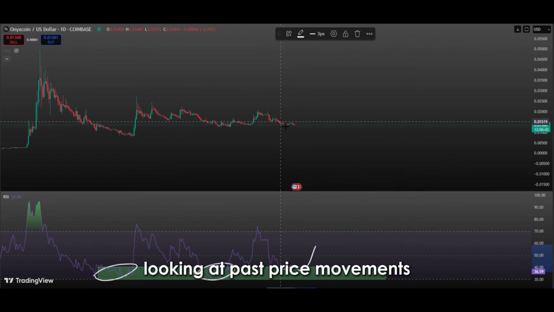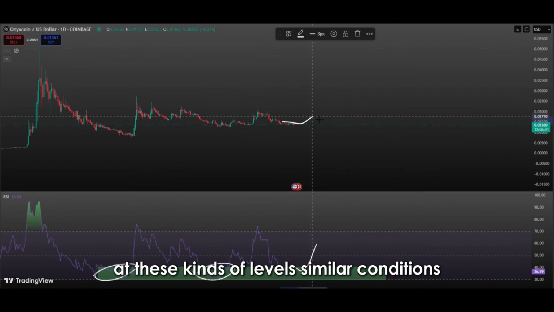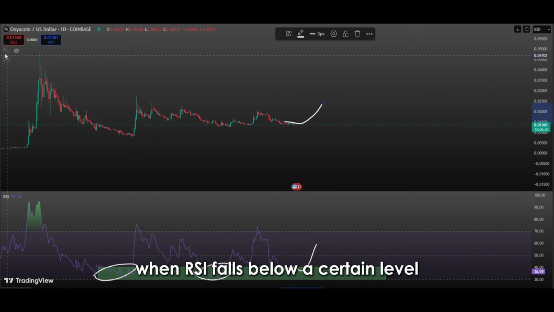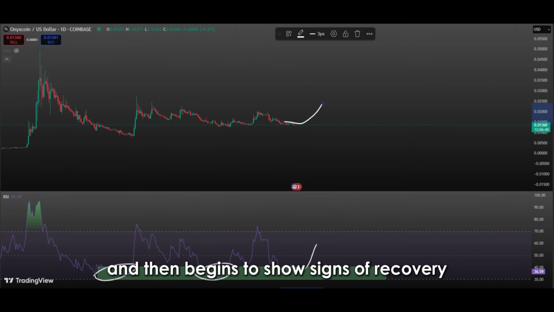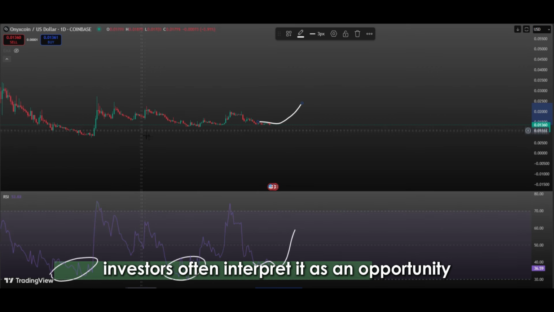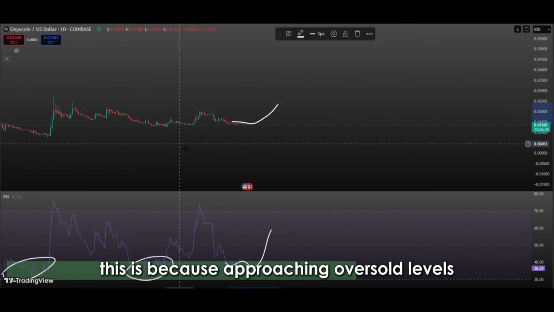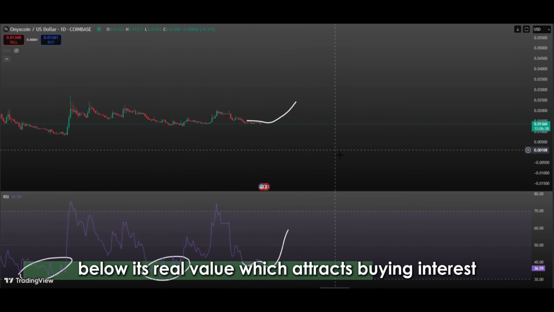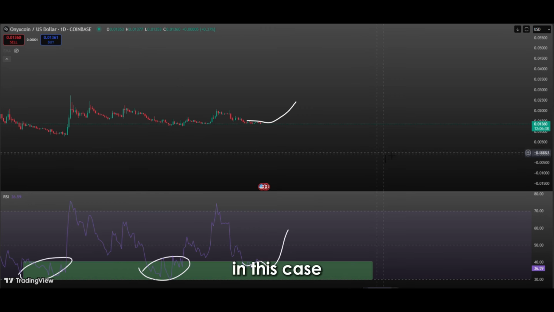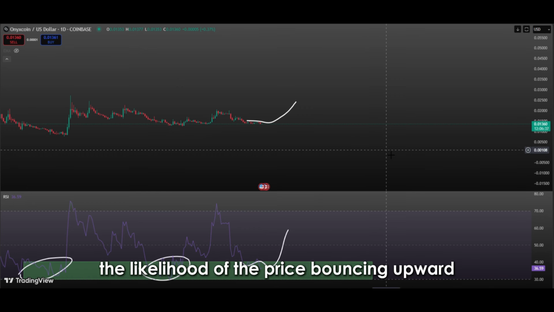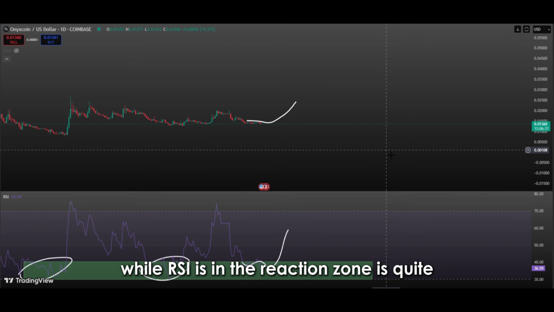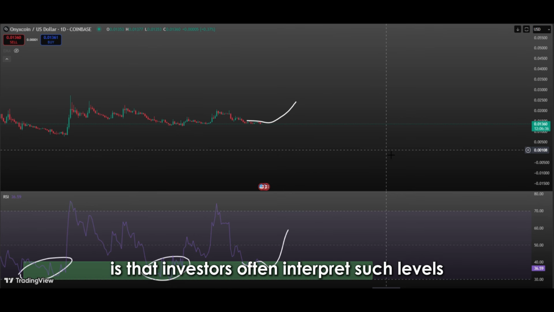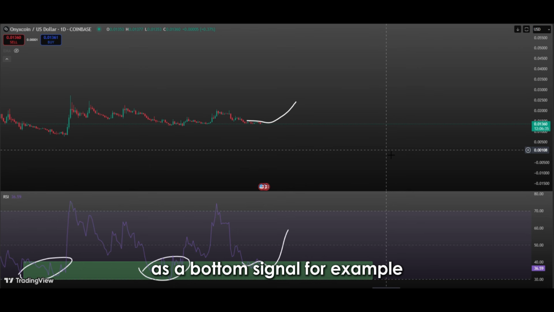Looking at past price movements at these kinds of levels, similar conditions often led to upward reactions in price. When RSI falls below a certain level and then begins to show signs of recovery, investors often interpret it as an opportunity. This is because approaching oversold levels suggests the asset may be trading below its real value, which attracts buying interest. In this case, the likelihood of the price bouncing upward while RSI is in the reaction zone is quite strong. One of the psychological factors behind this is that investors often interpret such levels as a bottom signal.